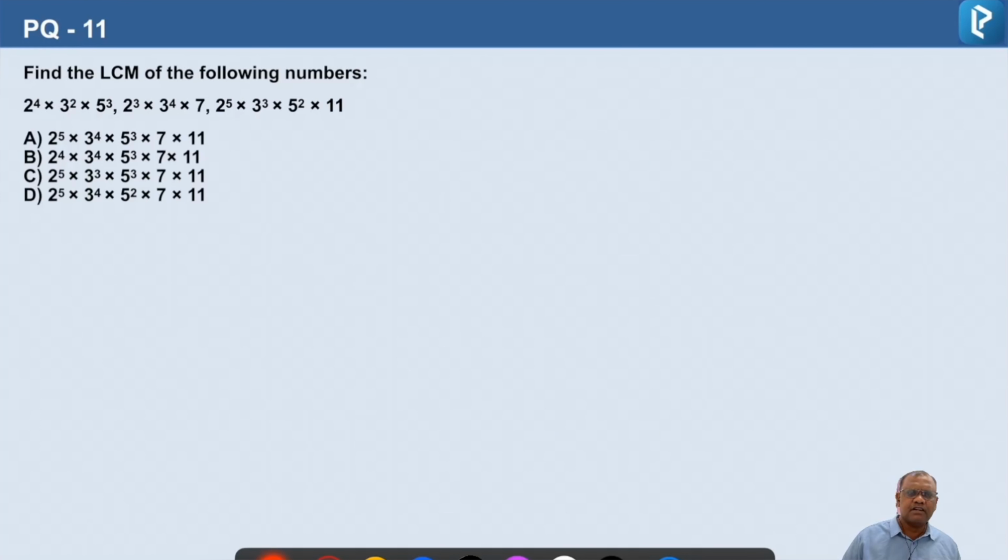Question number 11. Find the LCM of the following numbers. Here the numbers are directly given in the exponential form, prime factorization form. So we should take the highest powers of all the numbers. If you notice, 2 highest power is 5. Next, 3 highest power is 4. Next, we have 5 highest power as 3. Next is 7, only 1, and 11 is only 1.